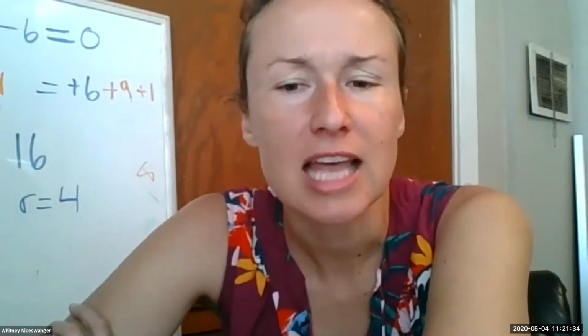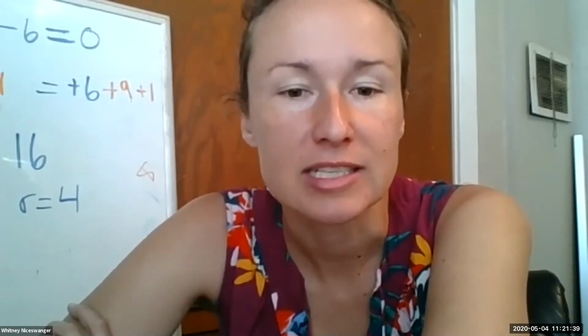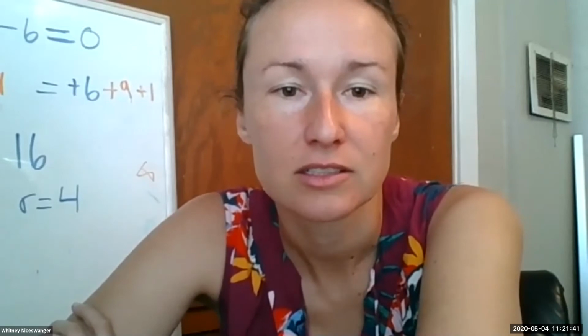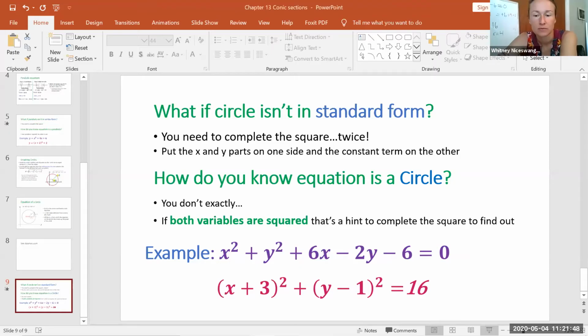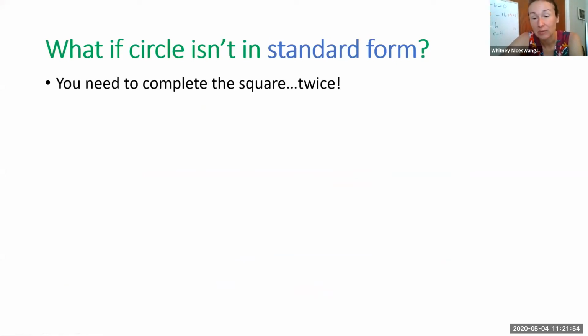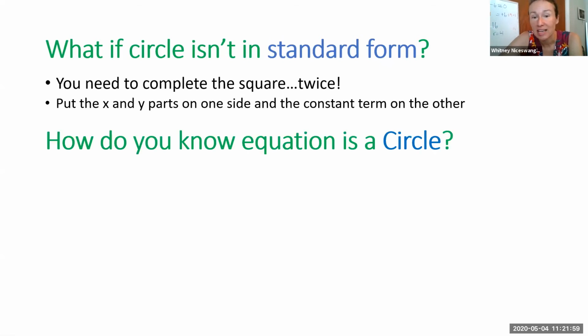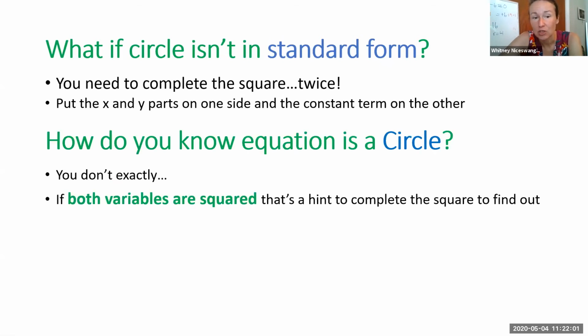Okay, let's look at that last slide just one more time so that you guys can see that. All right, so here's our last slide. If our circle's not in standard form, we need to complete the square twice. Put the x and y on one side, constant terms on the other. You know it's a circle and not a parabola if both variables are squared.